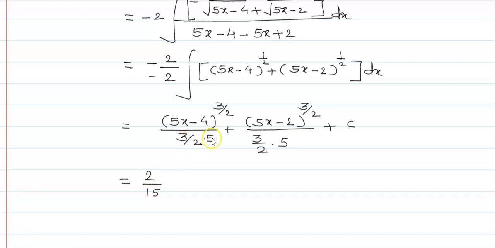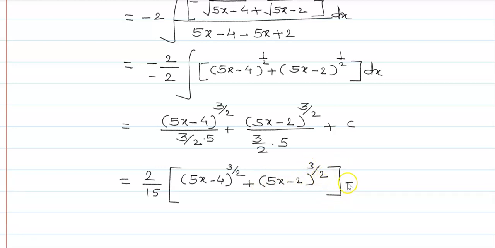5 into 3 is 15 upon 2, and 15 upon 2 will become multiplied and reciprocal, means 2 upon 15. Take 2 upon 15 as a common. And then in the bracket you will get (5x minus 4) raised to 3 by 2 plus (5x minus 2) raised to 3 by 2, bracket is completed, plus c. Now this is the answer.